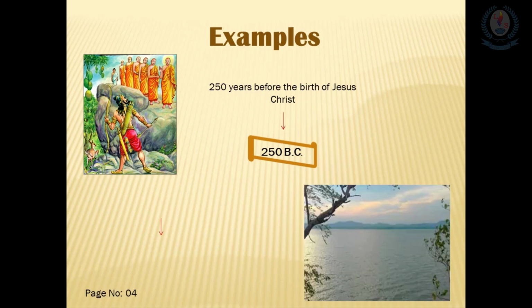Next, what is this? Yes, this is Minneriya tank. Who built it? Yes, it was built by King Mahasen. King Mahasen lived 274 years after the birth of Jesus Christ. After the birth of Jesus Christ. So should it be BC or AD? Yes, it should be AD, after the birth of Jesus Christ. So it should be Anno Domini. How many years? 274 years. So it should be 274 AD.